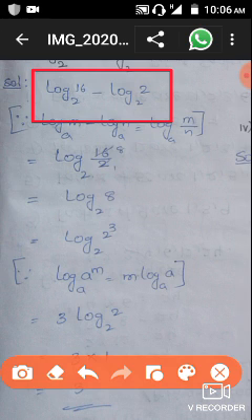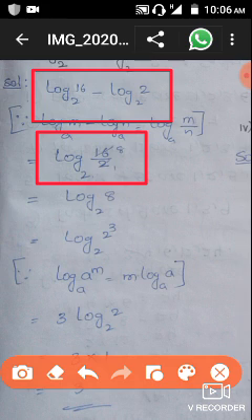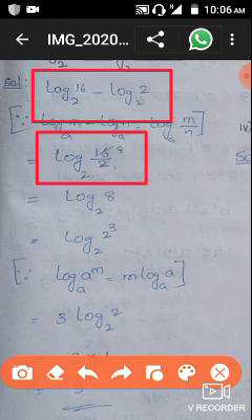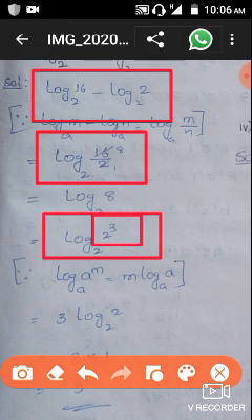So in the next step, log 16 by 2 will come. Here m is 16 and n is 2, so log 16 by 2 for base 2. By cancelling, in the next step log 8 for base 2 will come. Next, 8 we can write as 2 to the power of 3.